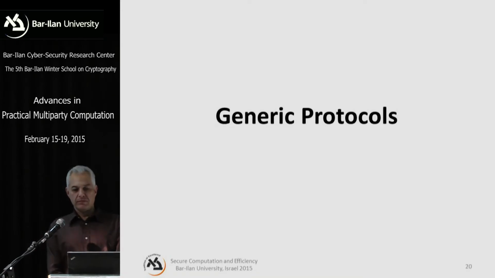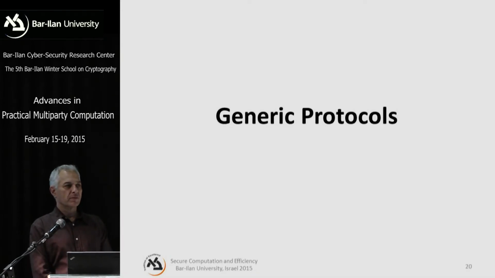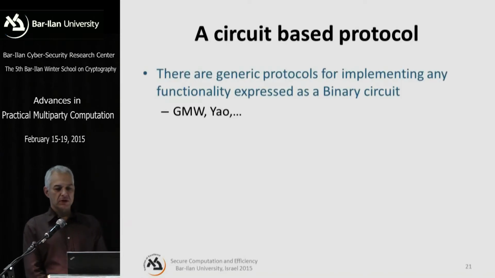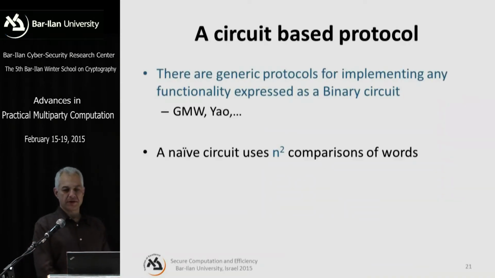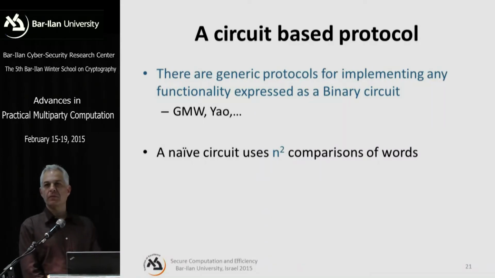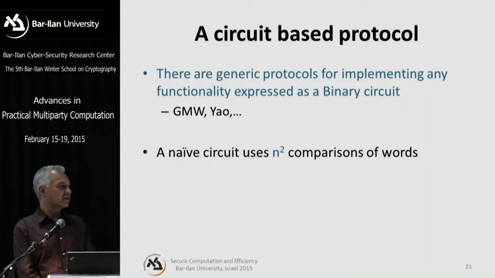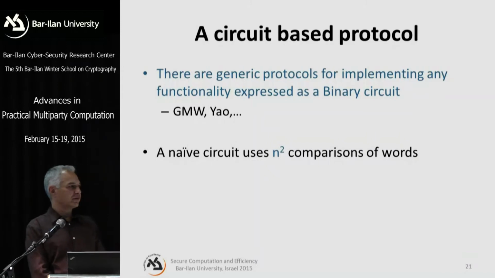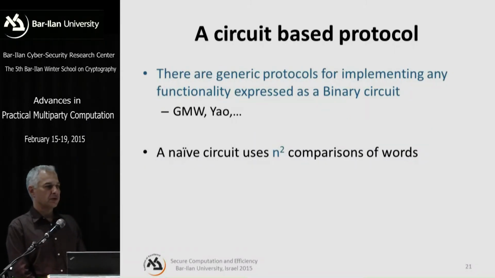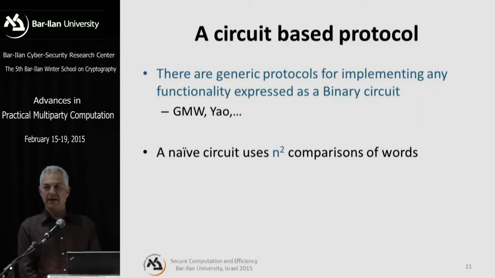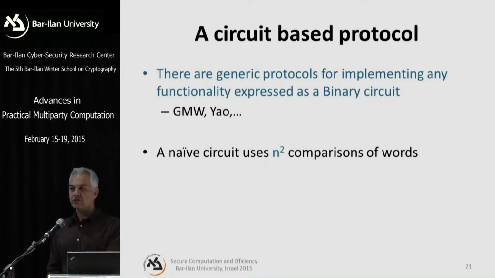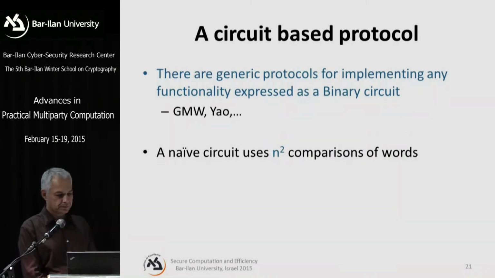Then people thought, well, let's use generic protocols for computing the intersection. We have generic protocols for implementing any circuit. So let's do a circuit computing set intersection. And a naive circuit, well, what could it do? The circuit should compare each input of Alice to each input of Bob. So if each party has n inputs, the circuit should do n-square comparisons. And n squared is a lot. If n is 1,000,000, we don't want to do 10 to the power of 12 comparisons. That's much too much. So this didn't seem like a good solution.